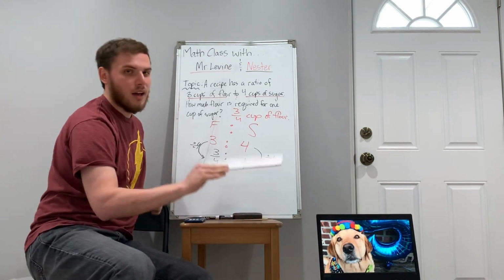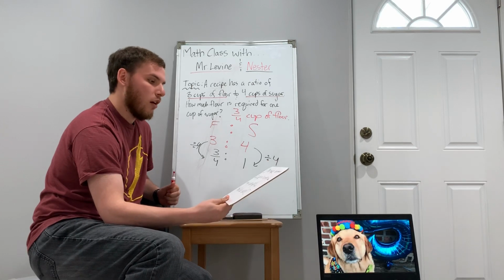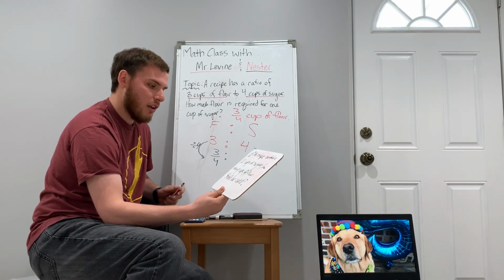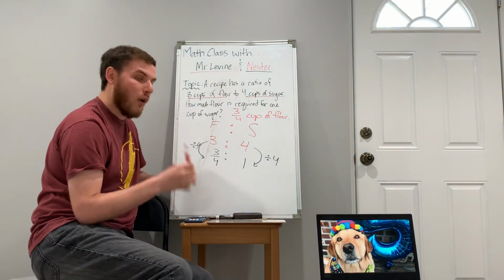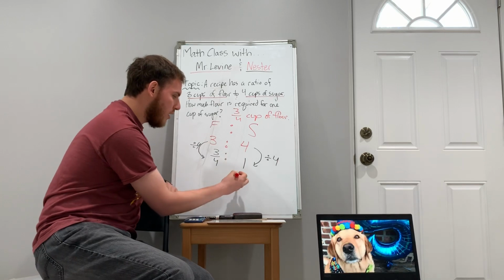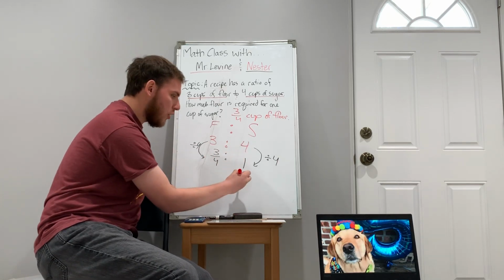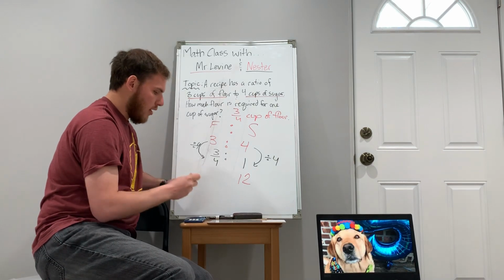Part 2 of the question, I wrote it down here because I knew I was going to forget. If the recipe contains 12 cups of sugar, how many cups of flour should be used? So now we have 12 cups of sugar in part B. So that means I'm going to put 12 down here because I'm still given sugar. So 12 here. And now let me think.